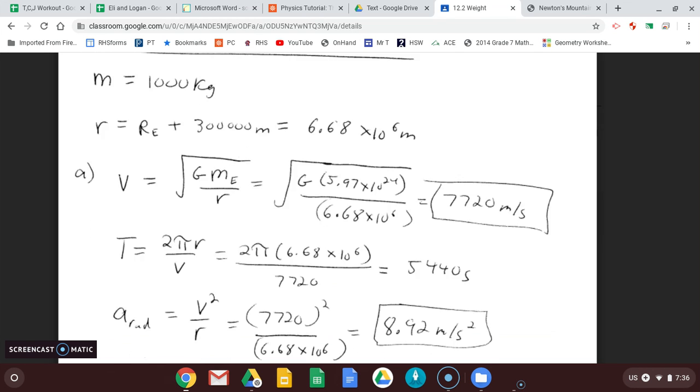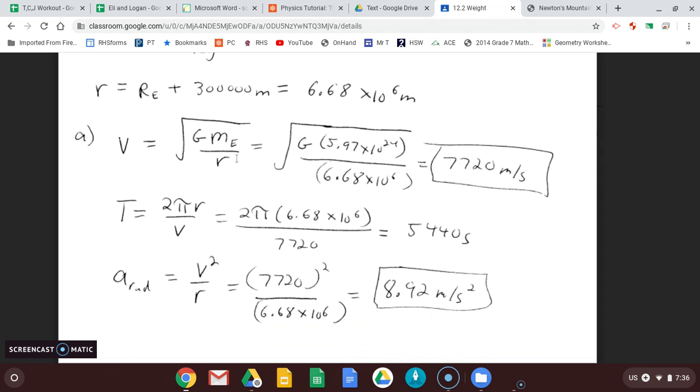So plugging that in for R, plugging in the mass of the Earth, 5.97 times 10 to the 24th kilograms, times G, which again is 6.67 times 10 to the negative 11th. Running those numbers, this object would have to bring a velocity of 7,720 meters per second in order to orbit 300,000 meters above the Earth's surface.